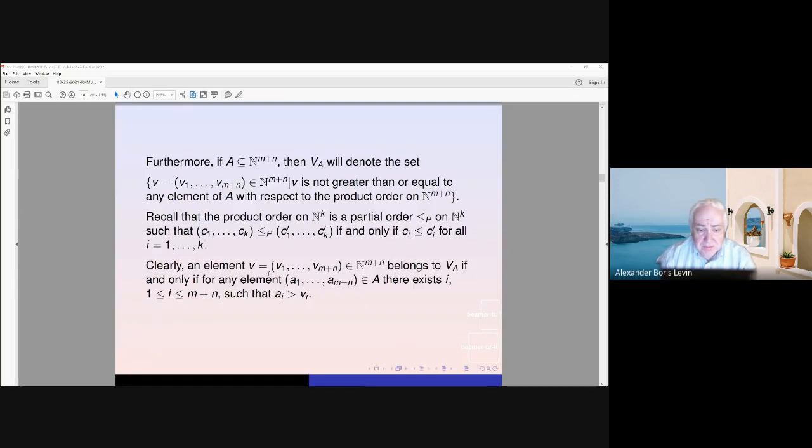So in other words, v belongs to this set V_A if and only if for any element in A, there is at least one coordinate that is greater than the corresponding coordinate of v. So V_A consists of points which are not greater than any point of A with respect to the product order.